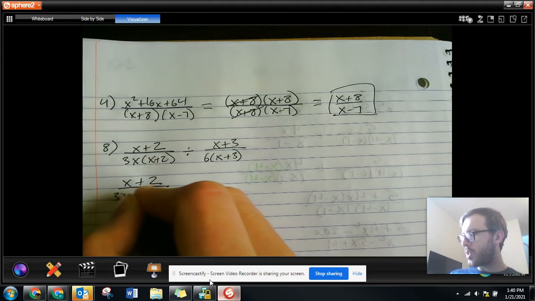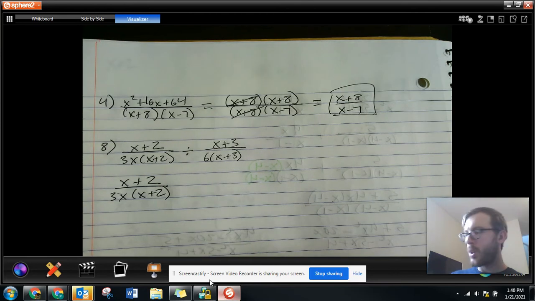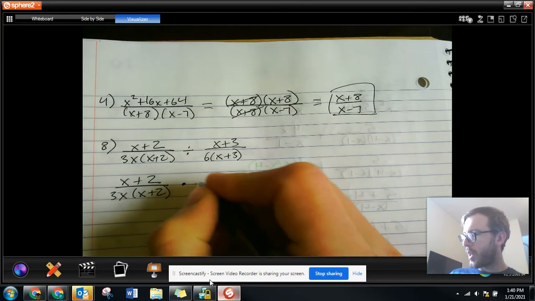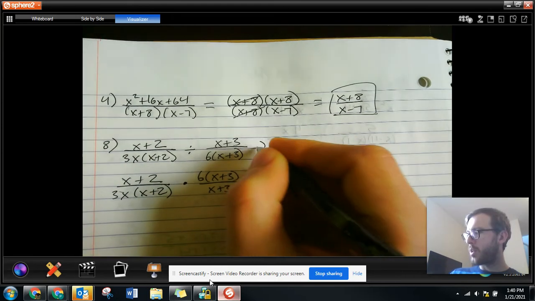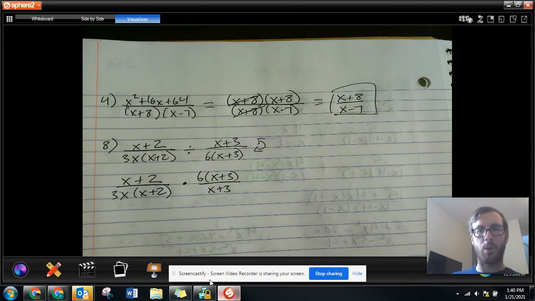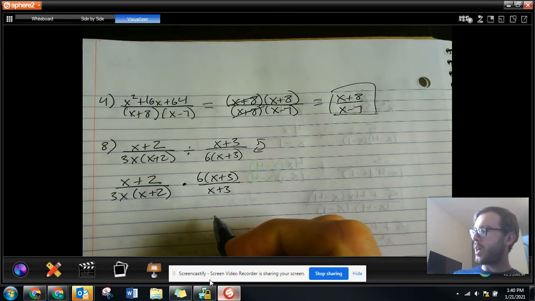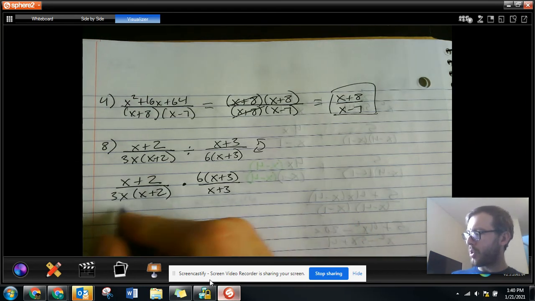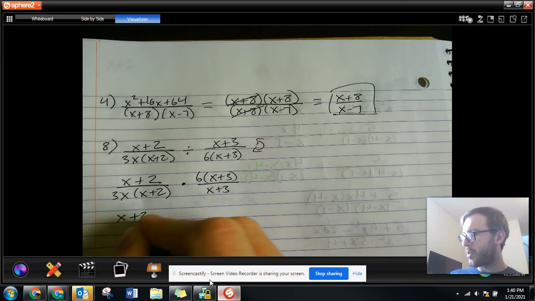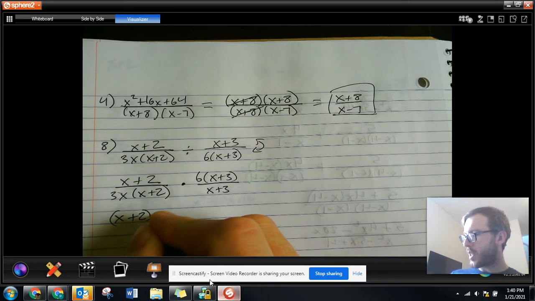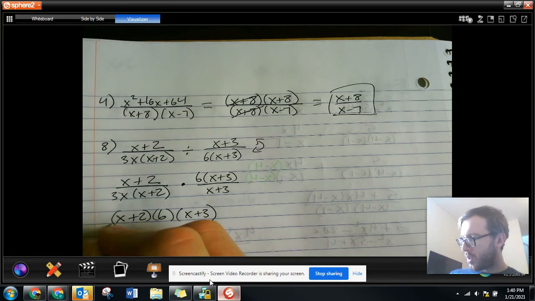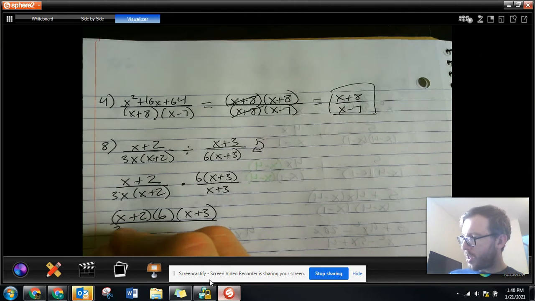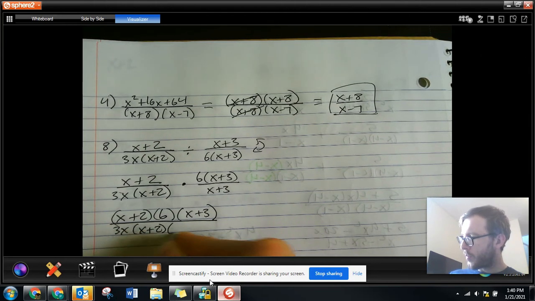That first one does not change, okay? But what we are doing is multiplying by 6 times x plus 3 over x plus 3. Notice I just flipped those two, right? That's what a reciprocal is. You invert the numerator and denominator there. All right, now what I'm going to do is put this all as one big fraction. So I've got x plus 2 up top, I've got 6, and I've got x plus 3. And down here in the denominator, I've got 3x times x plus 2 times x plus 3.